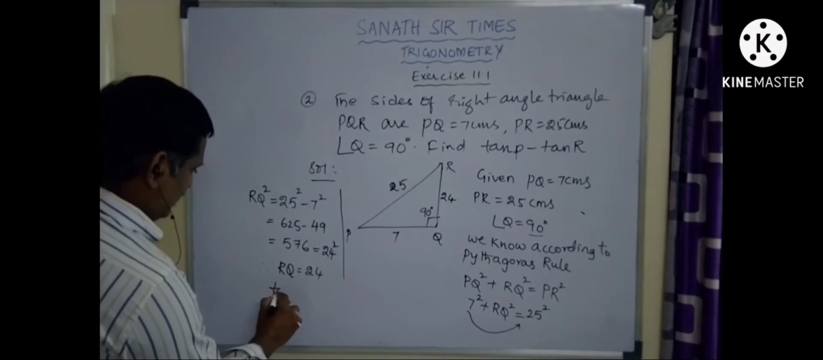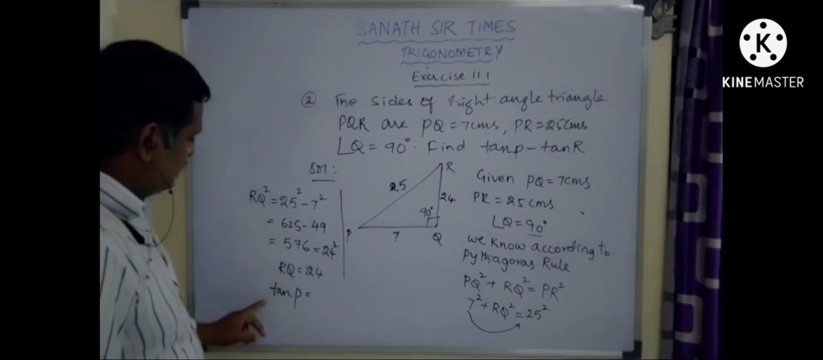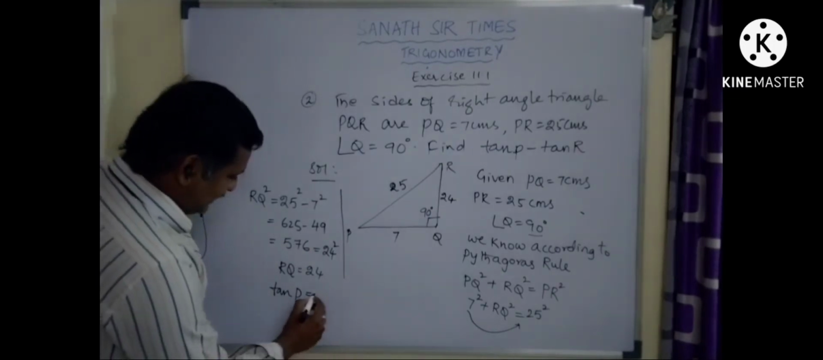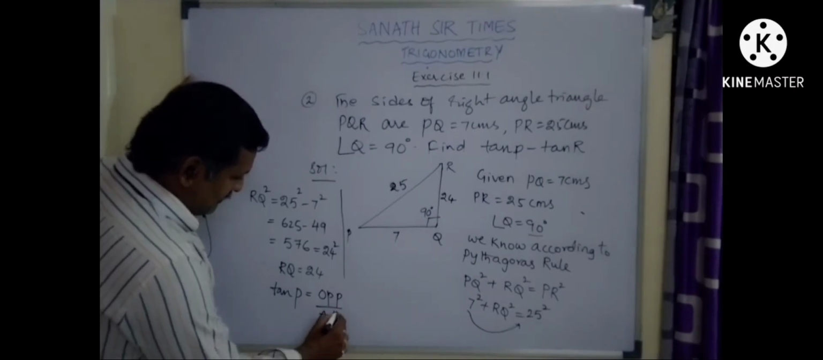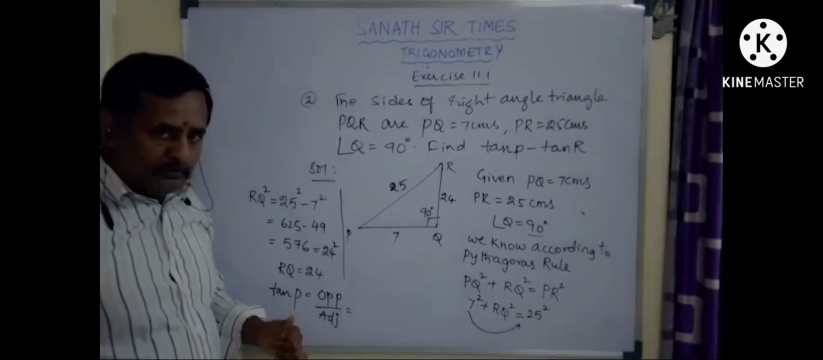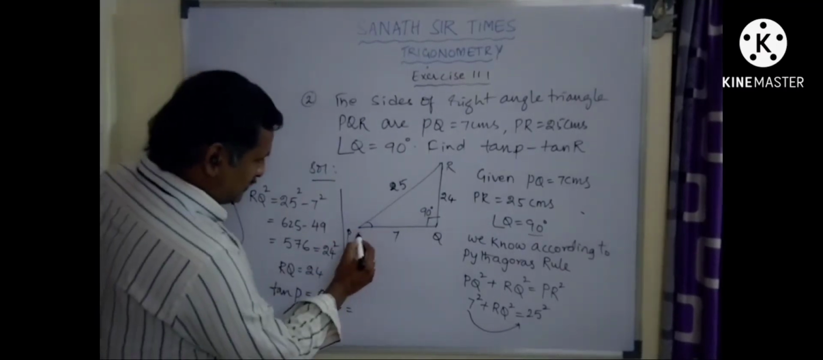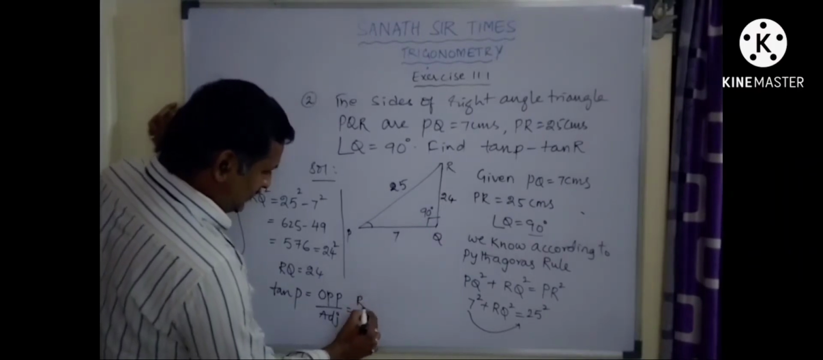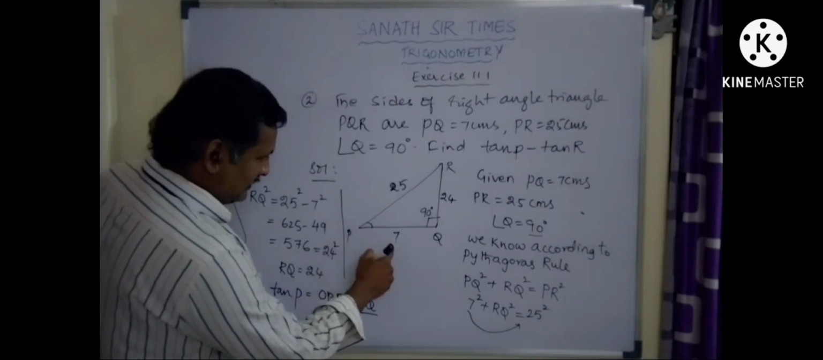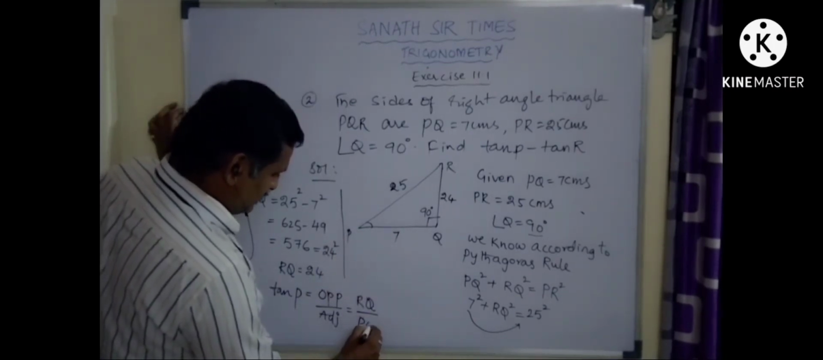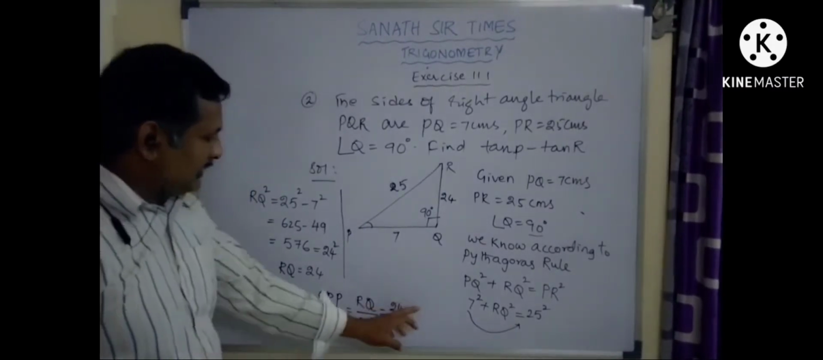So tan P is equal to, let me calculate what is tan P. You know what is tan theta? Opposite side by adjacent. But remember, opposite to whom? Opposite to the angle whatever is there. Now this is P. Opposite to that one is RQ. Very good. Adjacent side. Now adjacent to P is PQ. So this will be 24 by 7. So tan P is 24 by 7.